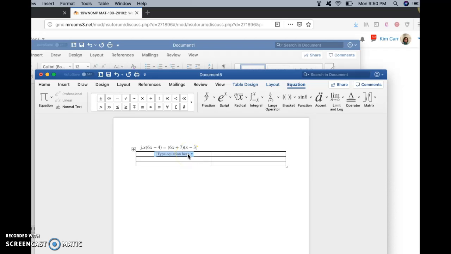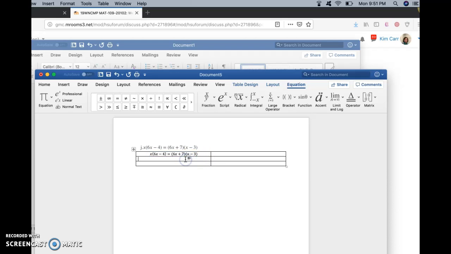If I just wanted to type the equation that's there, I would do x parenthesis 6x minus 4, close the parenthesis, equals 6x plus 7, close, open, x minus 3. Pretty much it's just regular typing there.